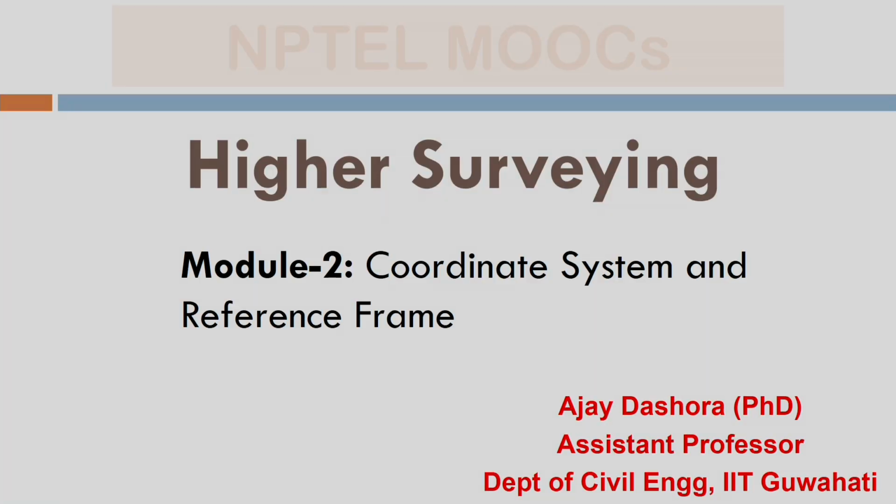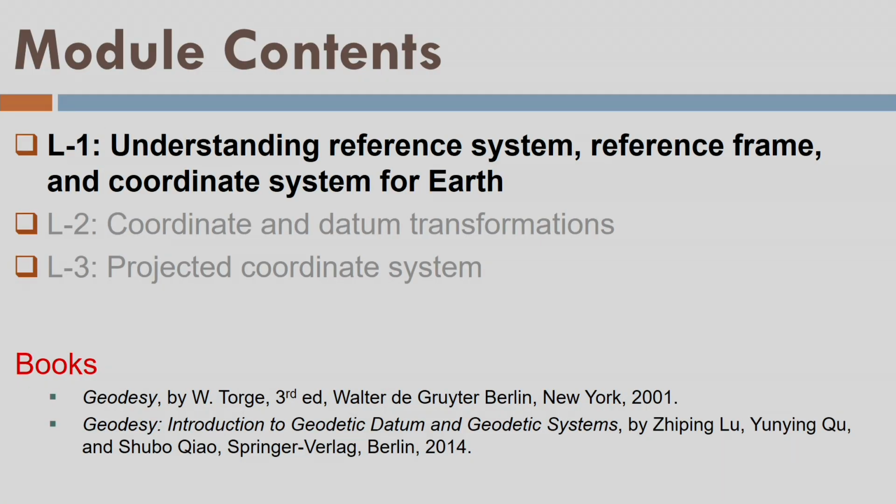And now in the same series of lectures, we are in module 2, where first we need to understand that for a sphere like earth, we need some kind of coordinate system and reference frame, which should be quite different from the techniques that we have already learned, like plane table or maybe total station or GPS. Apart from that, we should first understand that for large areas, I need to have some different requirements also. So let us dive into this module 2, and the first lecture of this module is understanding reference system, reference frame and coordinate system for earth.